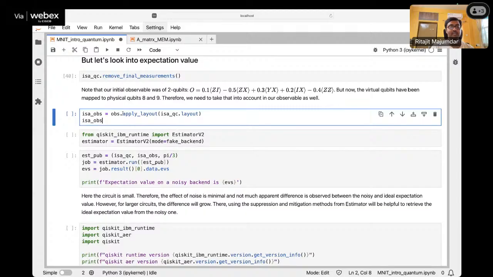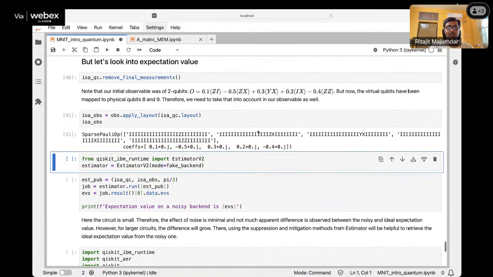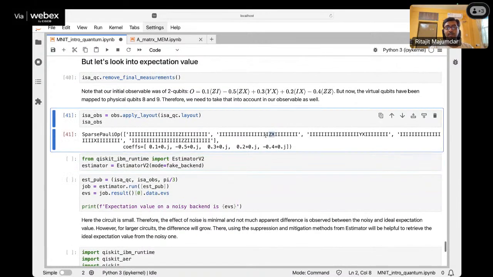So we don't have to really manually take care of that. There is this very nice function called apply layout. It just takes the layout from this transpiled circuit and creates an ISA observable. See, there is no instruction set architecture in an observable, it's just a similar nomenclature. Now you see, Qiskit reads from right to left, right? So 0, 1, 2, 3, 4, 5, 6, 7, 8, and 9. See, we wanted 8 and 9. So these are all now properly managed on qubits 8 and 9, putting identity on all other qubits.